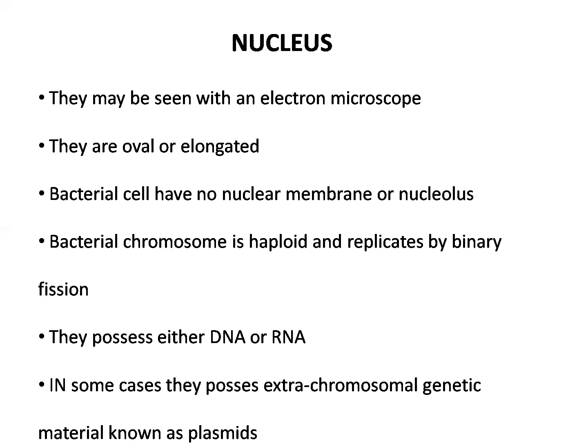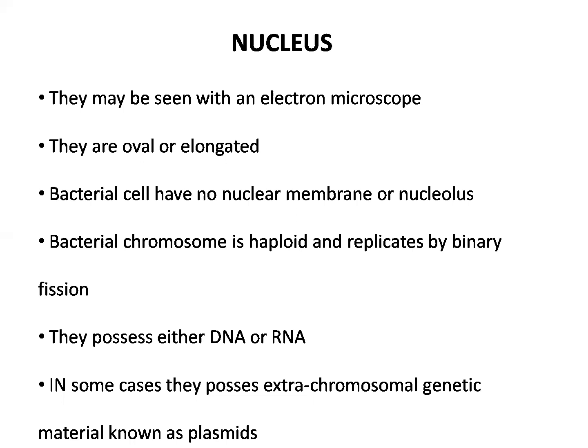So they possess either DNA or RNA. It may be either single stranded or double stranded, depending on the different types of viruses. As we proceed in our topics, you will get examples of viruses which are single stranded DNA, single stranded RNA, double stranded DNA, double stranded RNA, etc. In some cases, they possess extra chromosomal genetic materials known as plasmids.